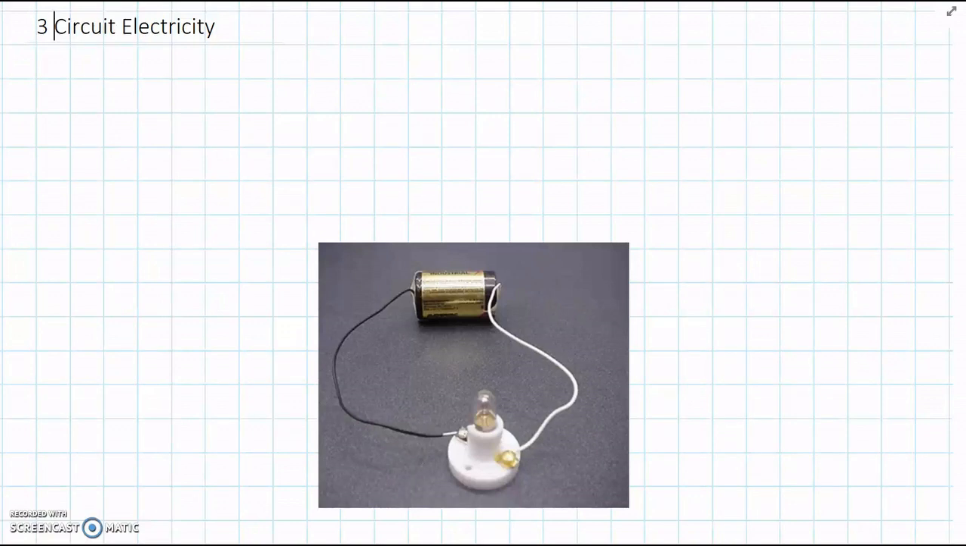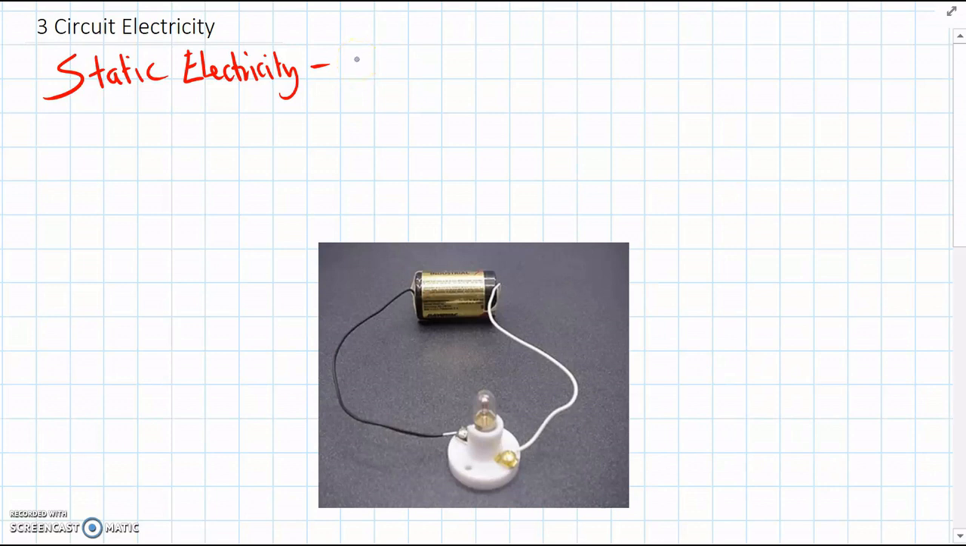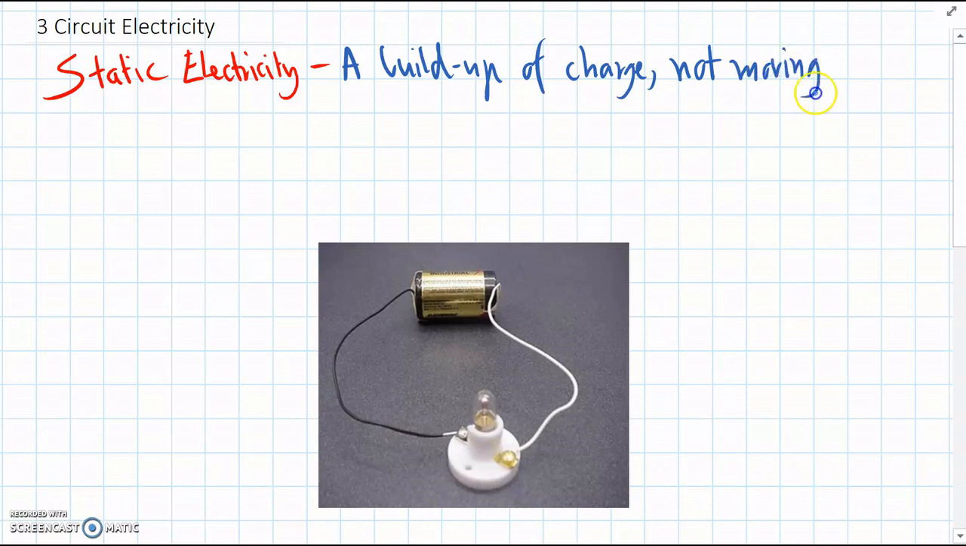Alright, in the last video we looked at static electricity, which is one of the two main types of electricity. We learnt that static electricity is a build-up of positive and negative charge in one place. Well, in separate places, but the charge isn't moving. So it's a build-up of charge, and the charge is not moving. That's the main point.